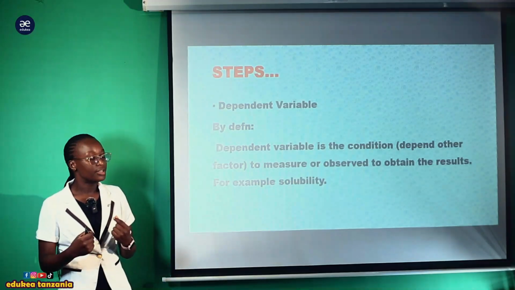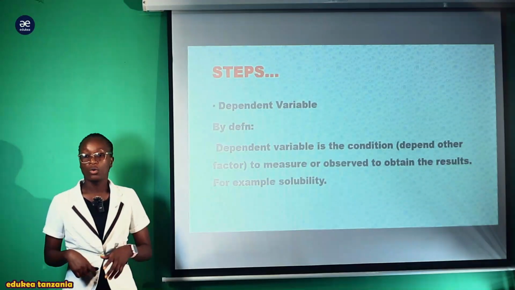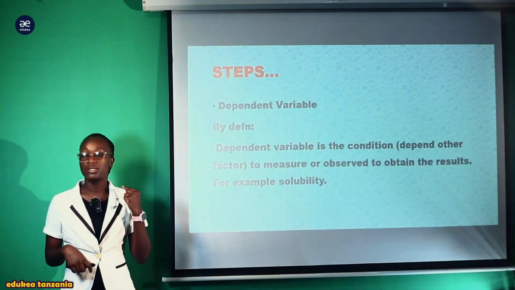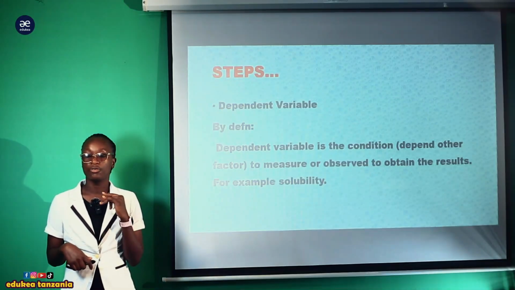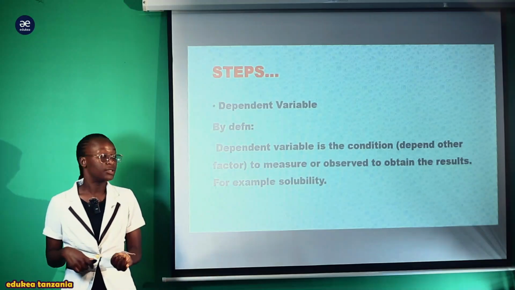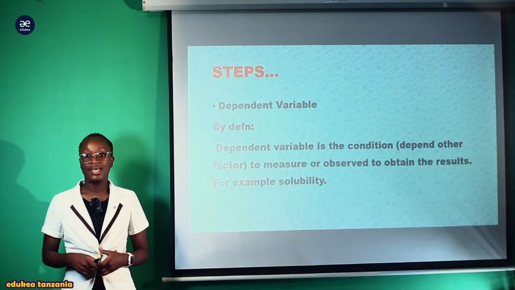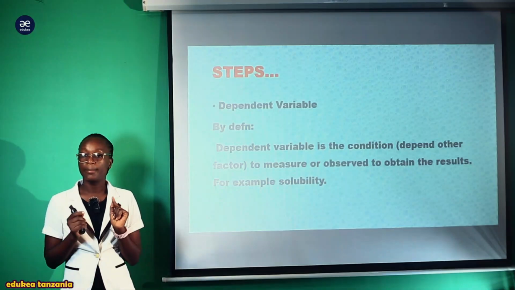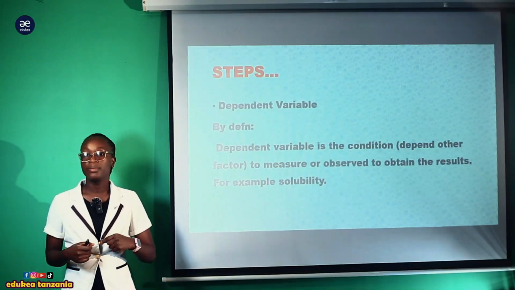For example, kutoka kwenye mfano wetu tulioanza nao kuanzia kwenye step ya kwanza ambao ni does temperature affect the solubility of normal salt in water. Hapa dependent variable ni solubility. Here is our dependent variable kwa sababu solubility ndio kigezo ambacho kinategemea other factors. Kwamba solubility inaweza ikatokea au isitokee kwa sababu ya factor nyingine.